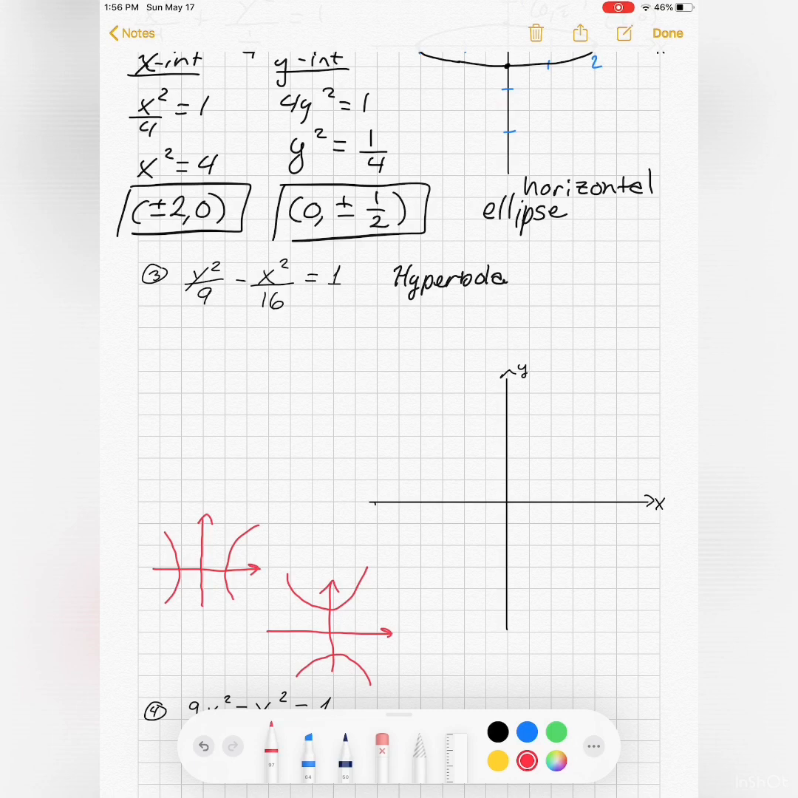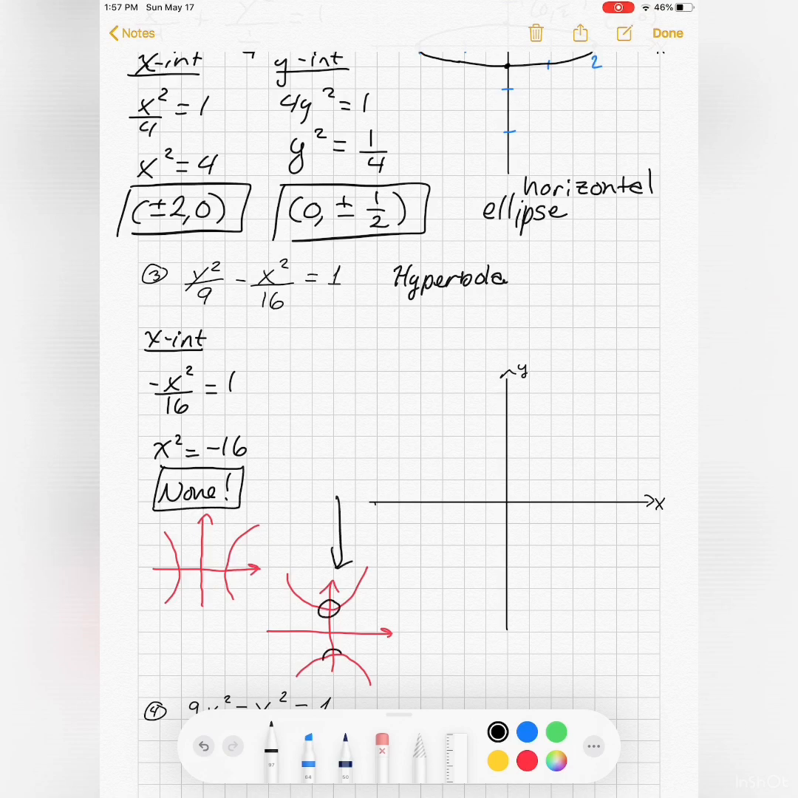So again, you can go through and try to find the intercepts again. So look what happens here. If I try to find the x-intercepts, if I set y to 0, this is what I'm left with. So I cannot take the square root of a negative. So I actually have no x-intercepts. So it must mean I have this graph, right? I actually have only y-intercepts. So because I have y-intercepts, I'd call this a vertical hyperbola.